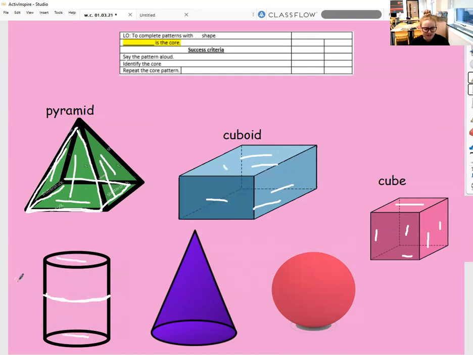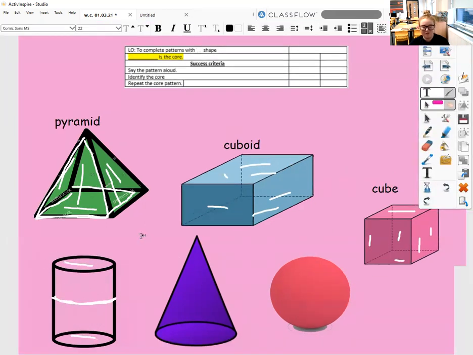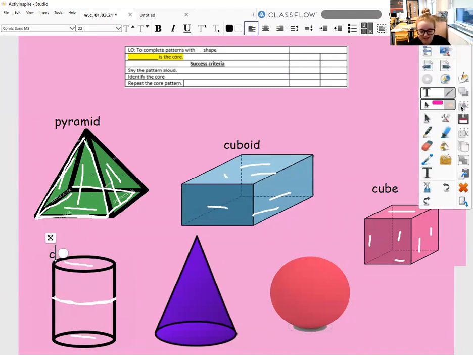So this shape has 1 curved face and 2 flat faces. It's got 3 faces, 1 is curved, 2 are flat, and the 2 flat faces are made of circles. What shape is this? This is a cylinder. Fantastic. Let's look at our next one.